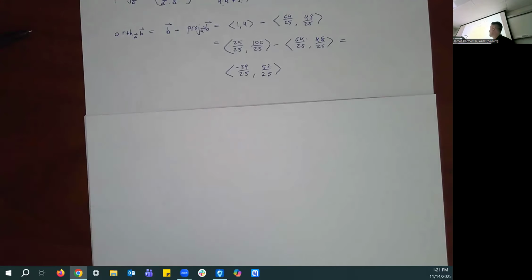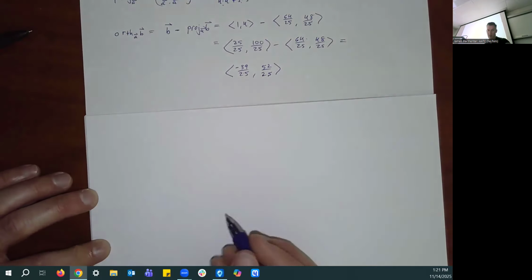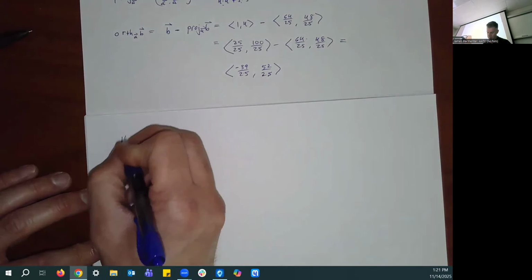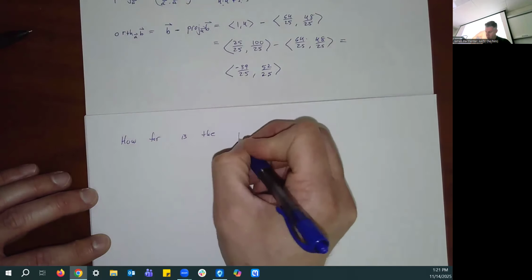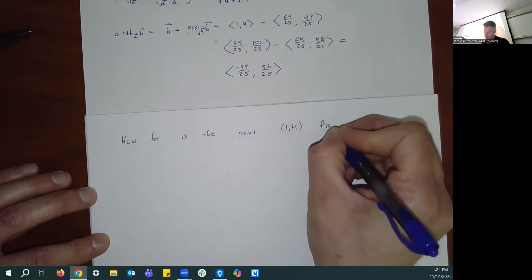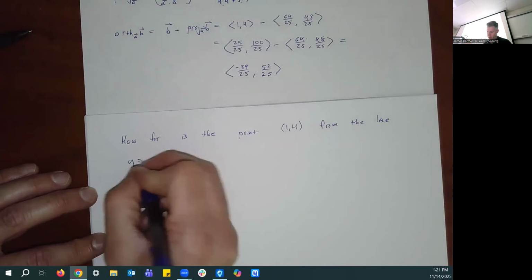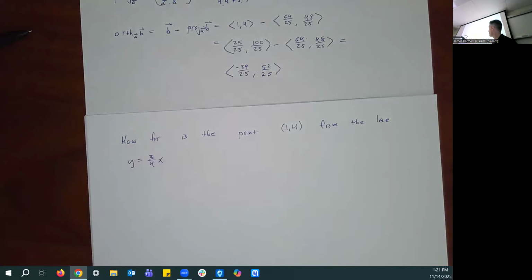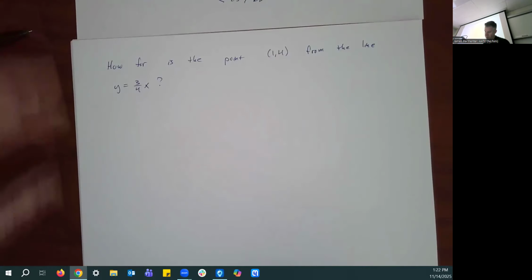Sure. So let's look at this problem. So this problem is actually just going to use the same stuff we've already done. So even though it's going to feel like a different question, it's really just an application of exactly the problem we just did. So here's the question. How far is the point 1, comma 4 from the line y equal to 3/4 x? Well, let's draw a picture.